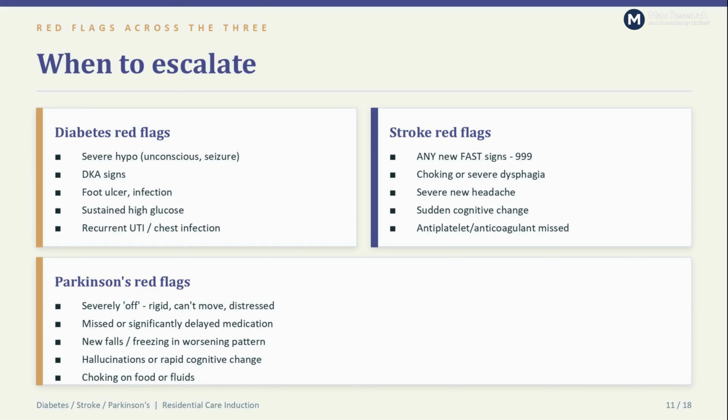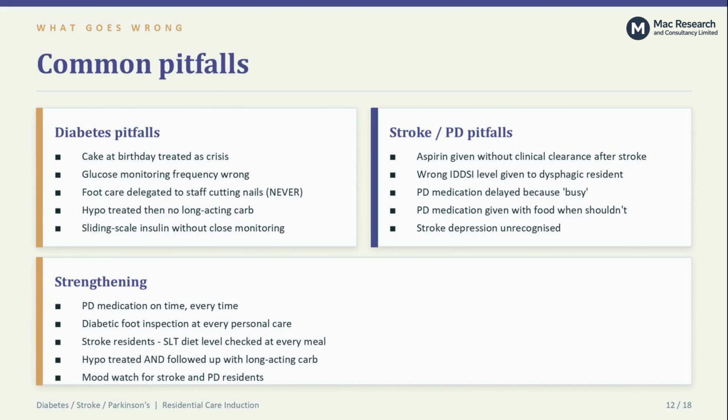Parkinson's. Severely off, rigid, unable to move, distressed, often medication related and may need urgent dose. Missed or significantly delayed medication causes deterioration, as we covered. New falls or freezing in a worsening pattern. Hallucinations or rapid cognitive change. Choking on food or fluids, dysphagia worsening. Each of these is a senior nurse call at minimum, sometimes 999.